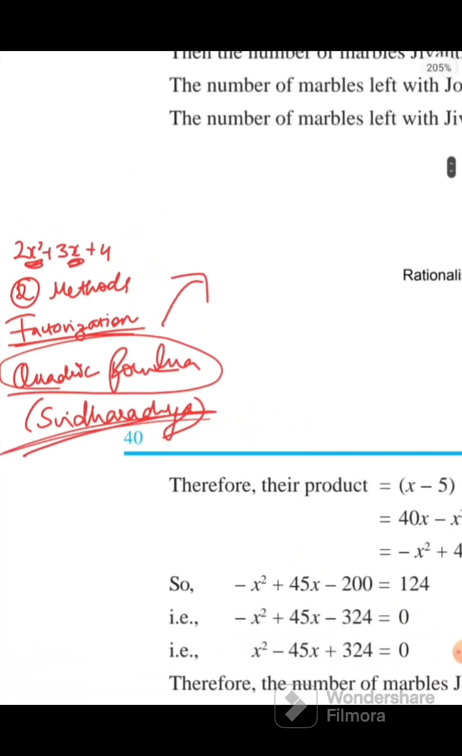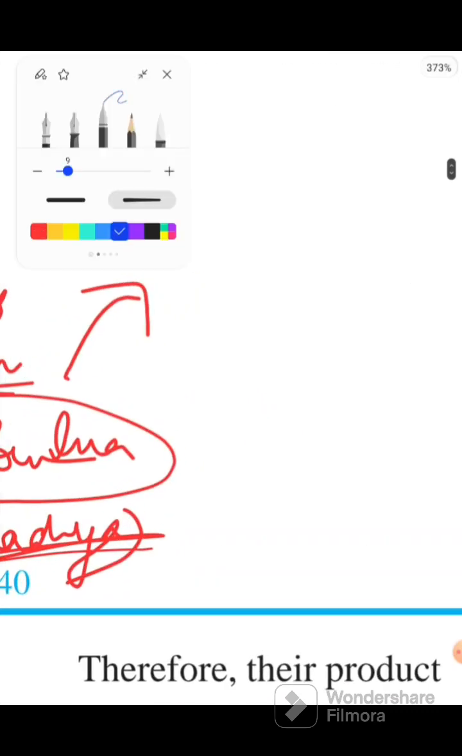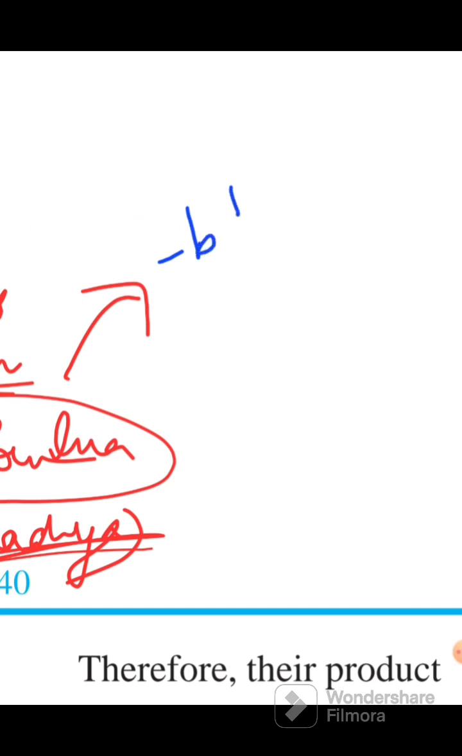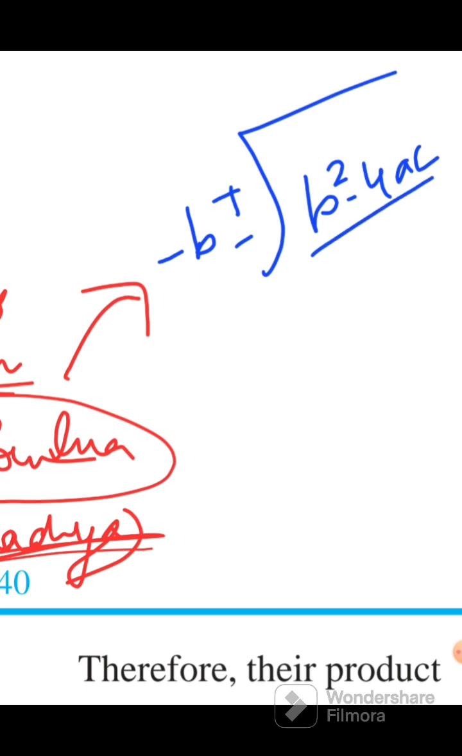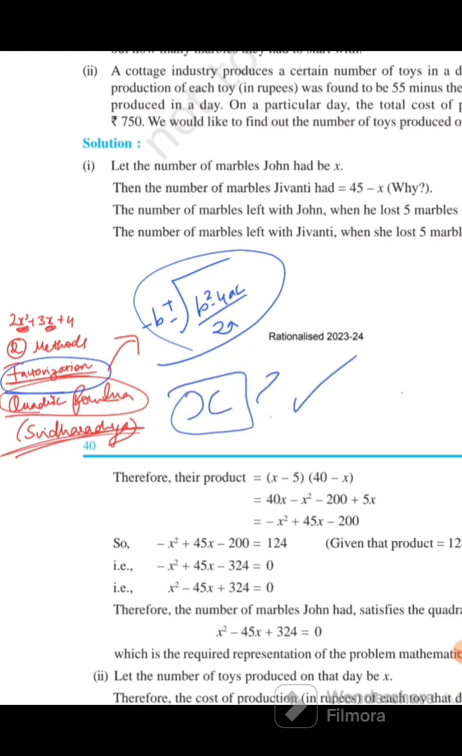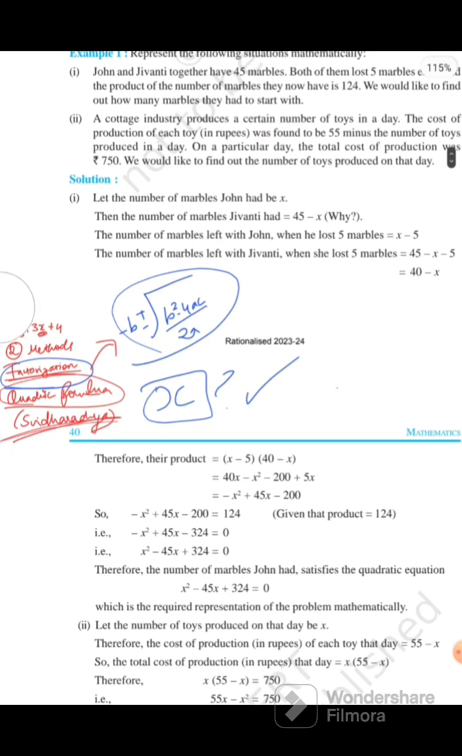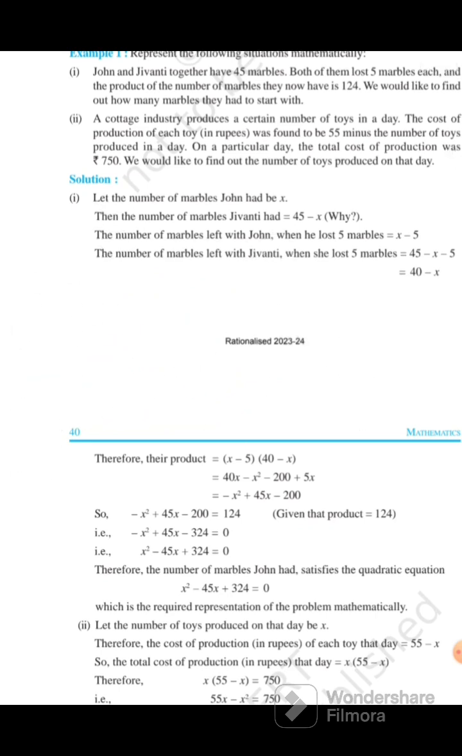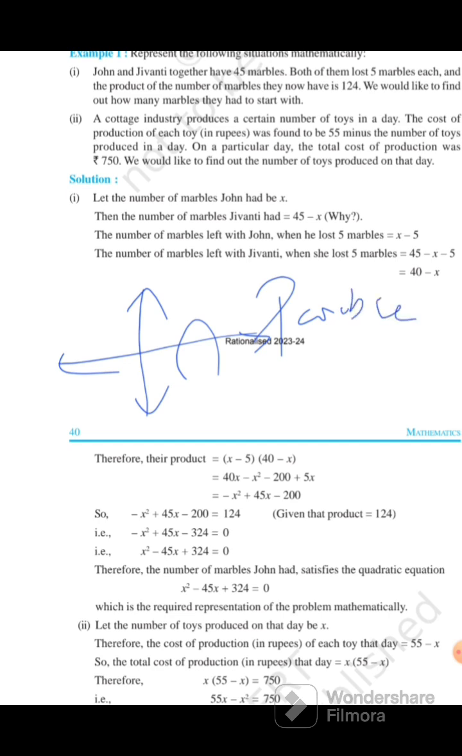So the quadratic formula is nothing but minus b plus or minus root b square minus 4ac by 2a. So with the help of this quadratic formula, or with the help of factorization method, we can find the value of x. Okay, so this is how we can find the value of x. And next one is the graphical representation of quadratic equation is parabola. Remember, okay, parabola, P-A-R-O-B-L-A, parabola.